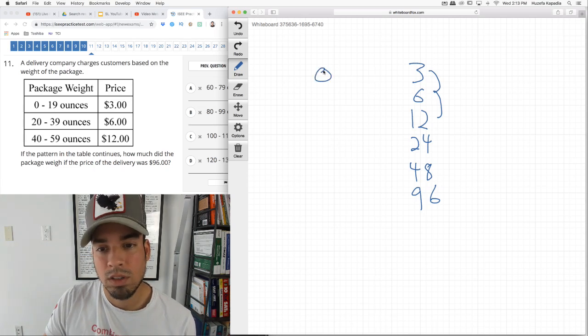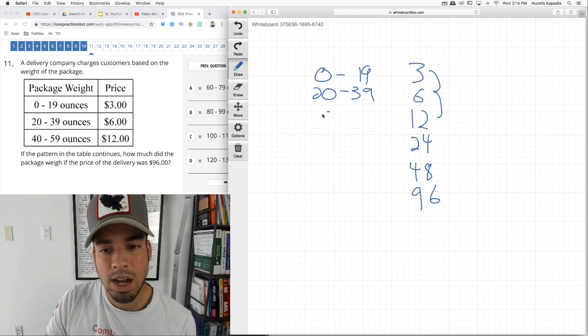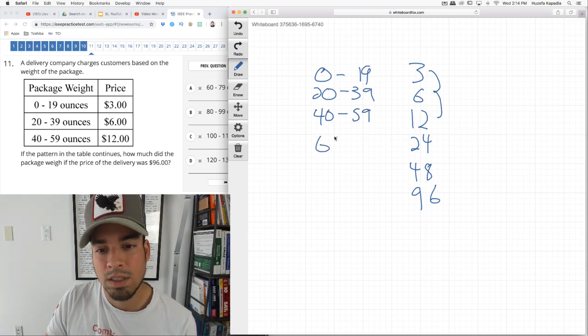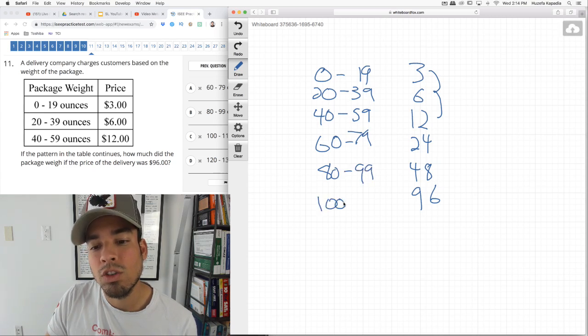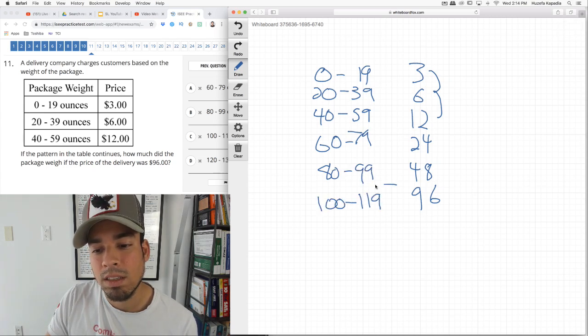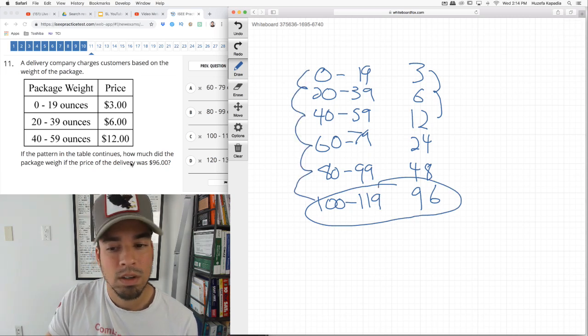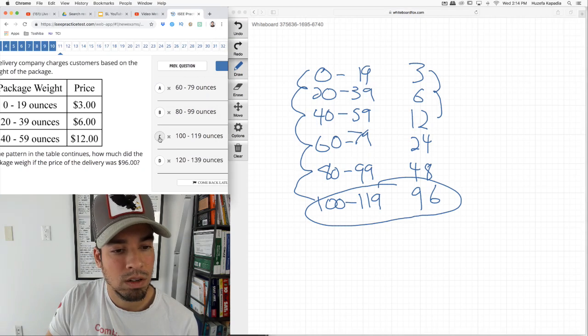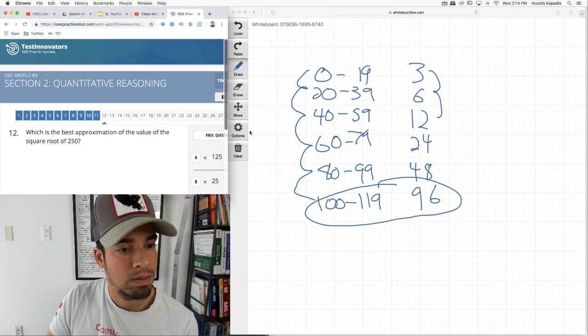And it looks like here we're going 0 to 19, here we're going 20 to 39. So these are going up by 20 ounces or something like that, 40 to 59. This would be 60 to 79. This would be 80 to 99. This would be 100 to 119. See how it jumps by 20, 20, 20, 20, 20. Right there. Next.